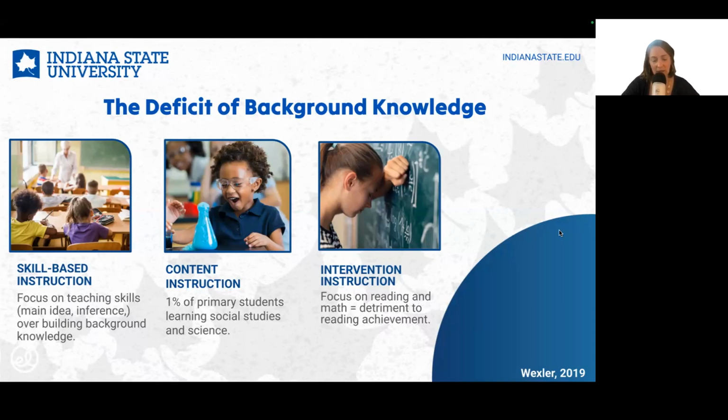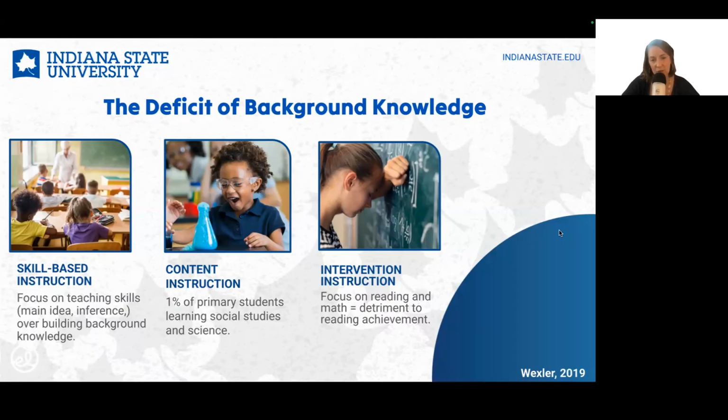Another reason that we don't have as much science and social studies content knowledge, which creates that background knowledge deficit, is because we have prioritized reading and math so much. So our students were not doing well in reading. So let's give them more reading. Not doing well in math, give them more math. Well, that time has to come from somewhere.